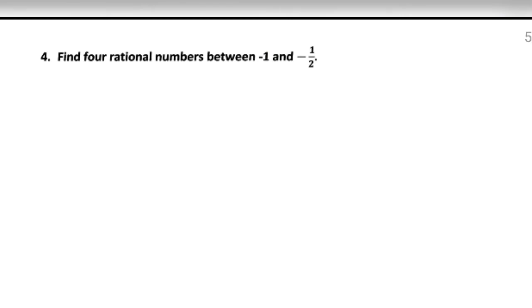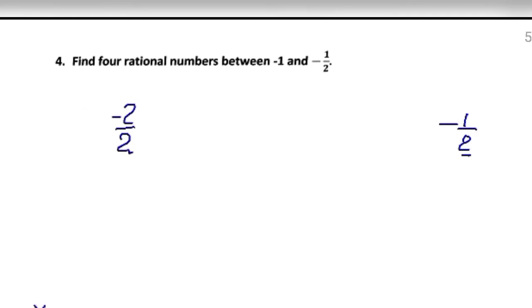Next, find four rational numbers between -1 and -1 upon 2. Firstly, they have given the first rational number, which is -1, and -1 upon 2. This -1 can be written as -1 upon 1. First, make their denominators equal. It has 1 in the denominator, it has 2 in the denominator, so you will make the denominator 2 by multiplying by 2. Now it becomes 2 ones are 2 of minus sign and 2 ones are 2 in the denominator. Okay, now denominators are same, but if you check in the numerator we have minus 2 and minus 1.